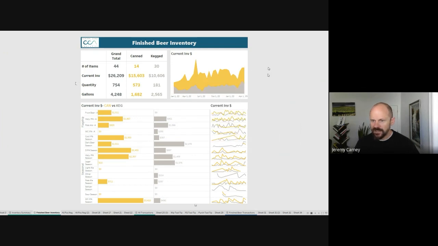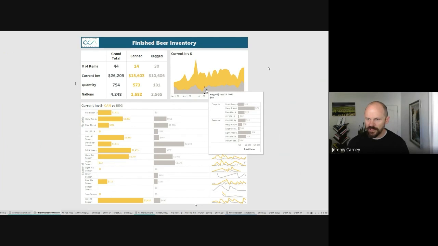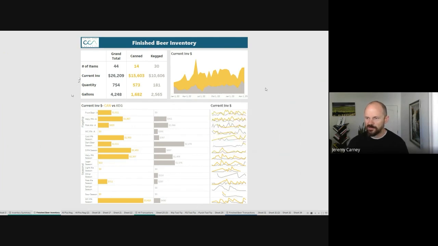Another thing to mention that stands out is our kegged inventory back in the middle of July was very low. We didn't have much inventory at all. So that was probably a time when we were a little bit concerned, but we were able to brew our way out of that pretty good to get us back up to our normal level. And again, right now we're sitting relatively full with inventory for both kegs and cans compared to our averages.